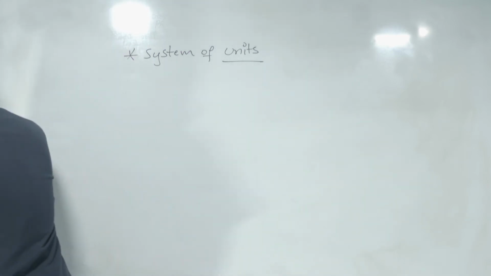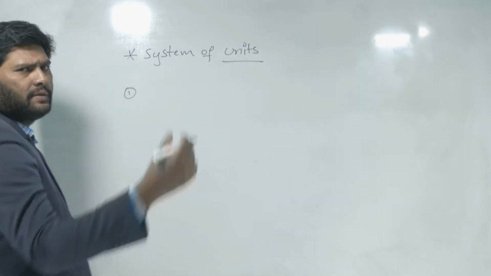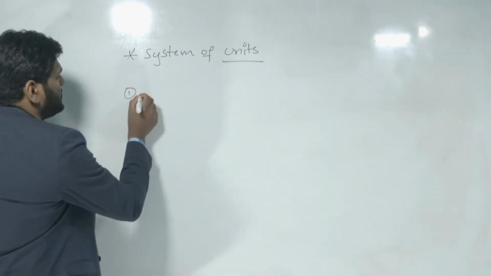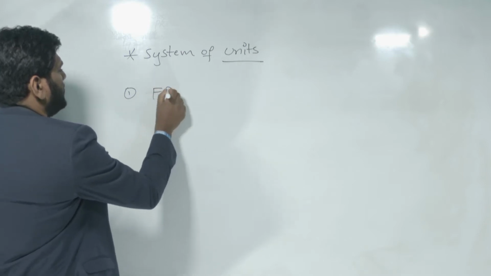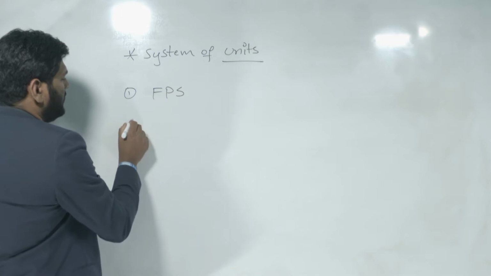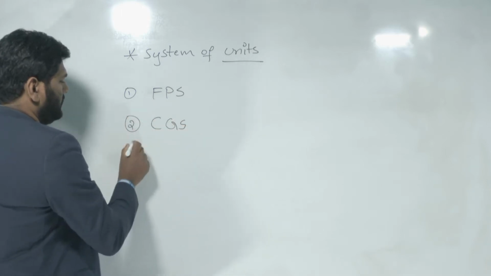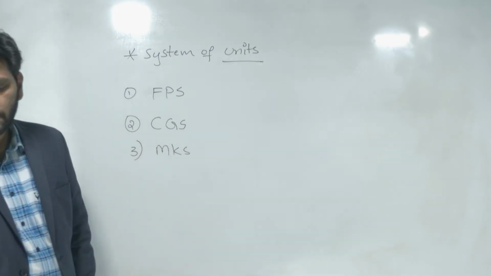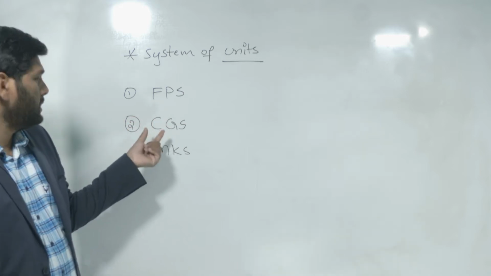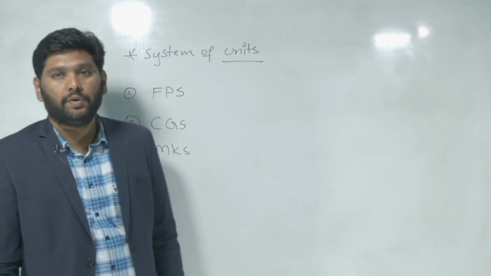We have three types of system. The very first system is FPS system. The second one is CGS system. The third one is MKS system. FPS, CGS, MKS. These are the systems of units.